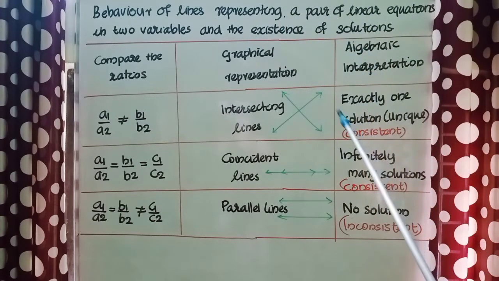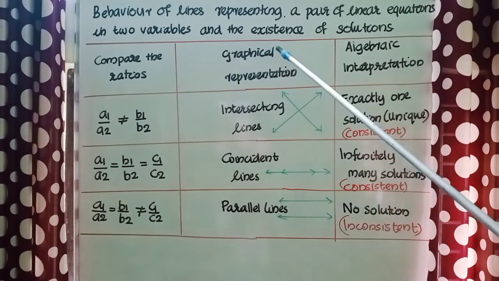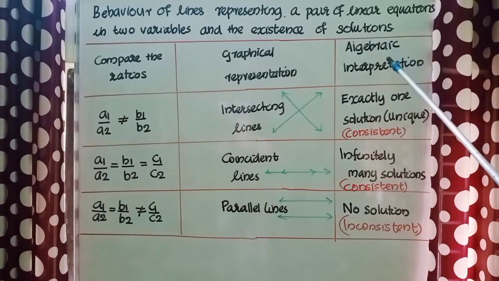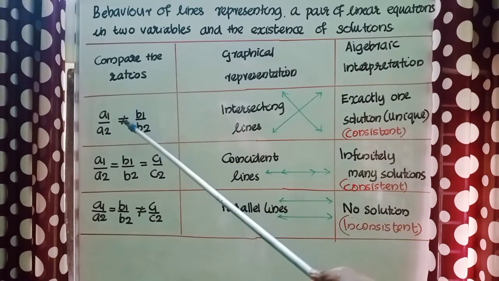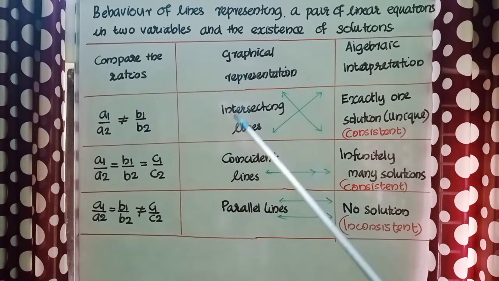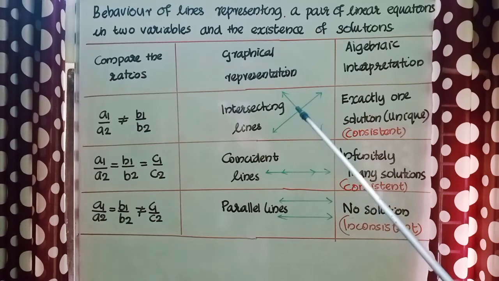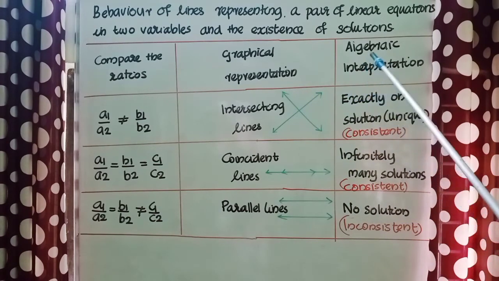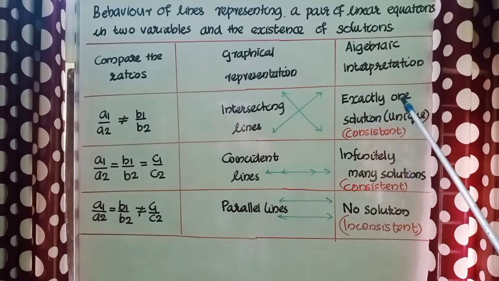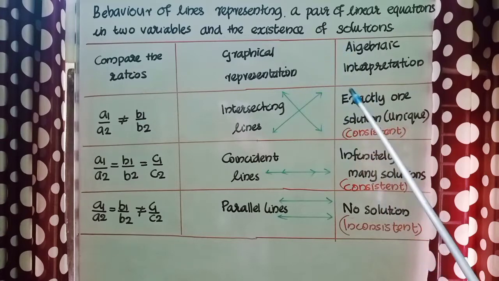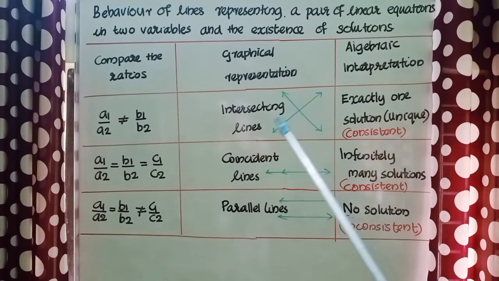To explain it, I have drawn a table here. The heading is compare the ratios, graphical representation and algebraic interpretation. If a1 by a2 not equal to b1 by b2, then the graphical representation is intersecting lines. This is the intersecting lines, and its algebraic interpretation is exactly one solution or unique solution. Since there is a solution existing, we can say that the pair of equations is consistent.